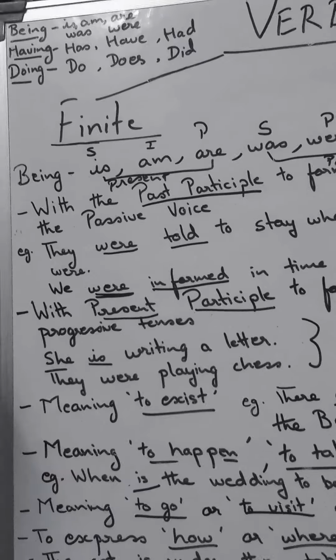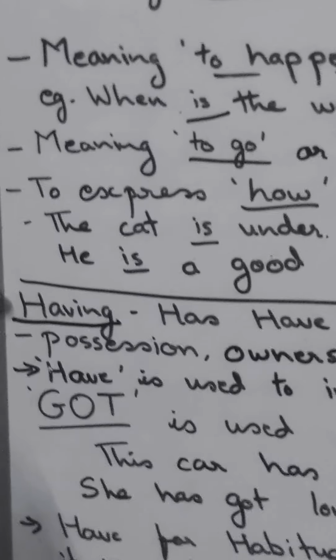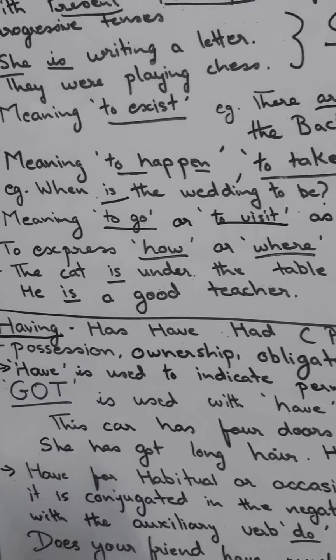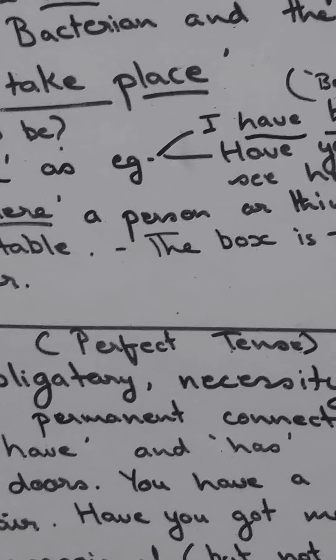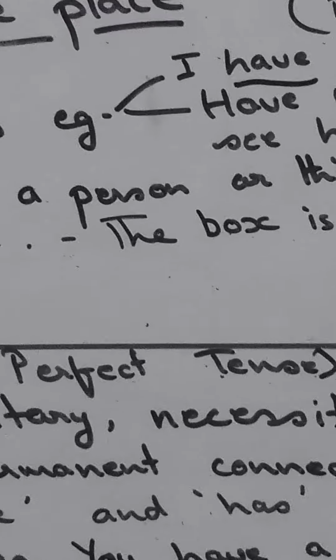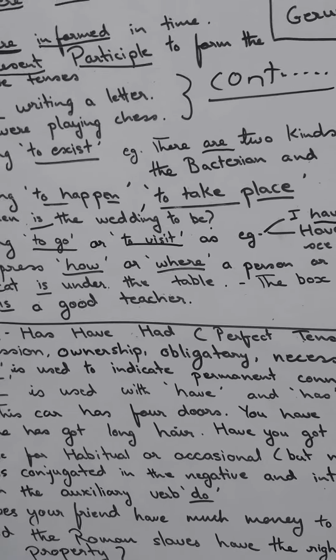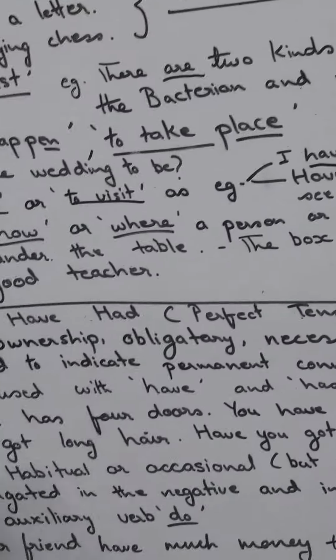Now we come to the having form, the perfect tense. Having, has, have, had. We are talking of the perfect tense. Wherever has, have, had comes, perfect tense is there. As for being form plus ing, we see that it is continuous tense, and as we see has, have, had, that is perfect tense.